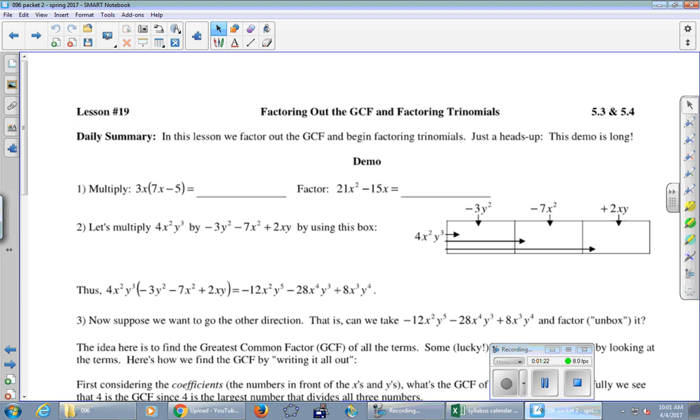Okay, so here we are on 151. In this lesson, we factor out the GCF, greatest common factor, and we begin factoring trinomials. Just a heads up, this demo is long. We're going to get through it as quickly as we can. Let's give this a shot. All right, first thing here is to multiply. So we know we're supposed to distribute there. 21x squared minus 15x.